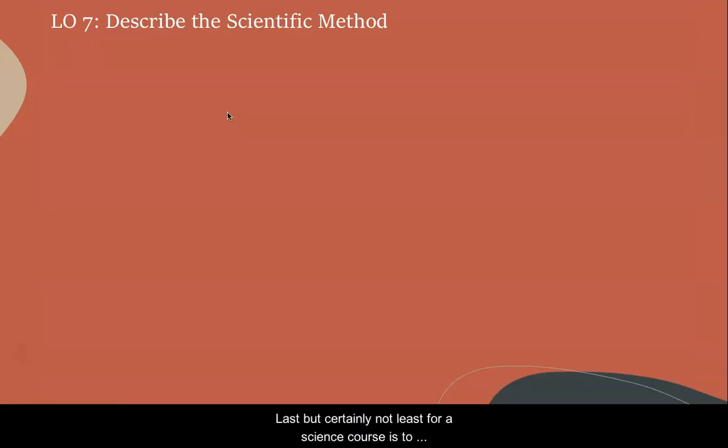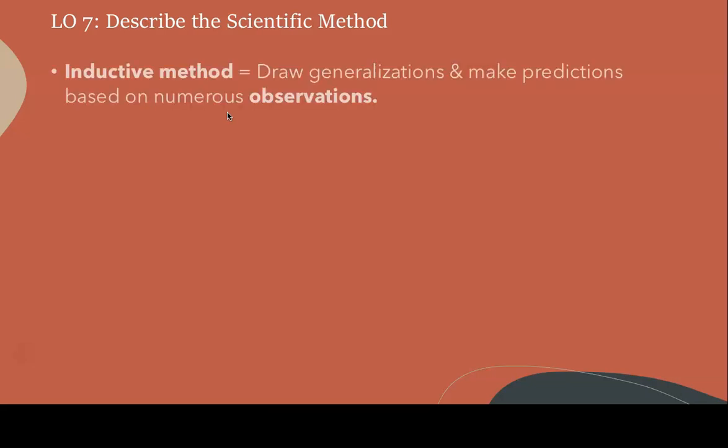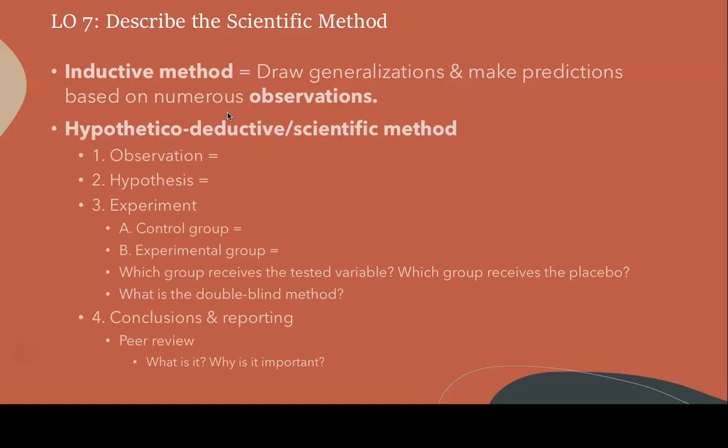Last, but certainly not least for a science course, is to describe the scientific method. It can also be called the inductive method, and basically you're drawing generalizations, you're making predictions based on numerous observations. And so that was the original process. And so the scientific method is now called the hypothetico-deductive method, or let's just call it the scientific method.